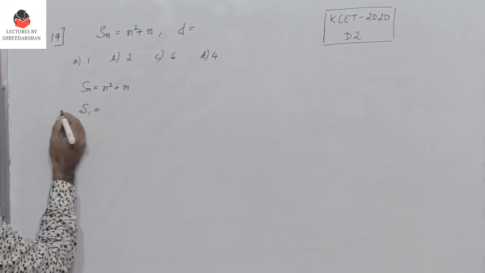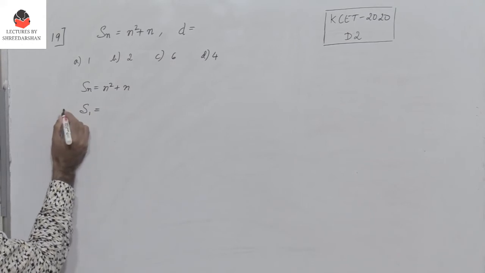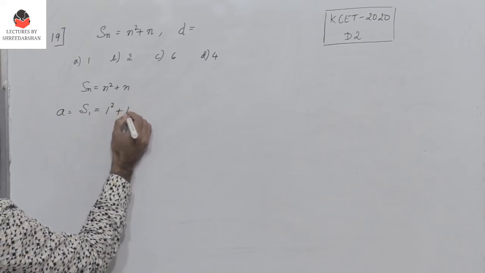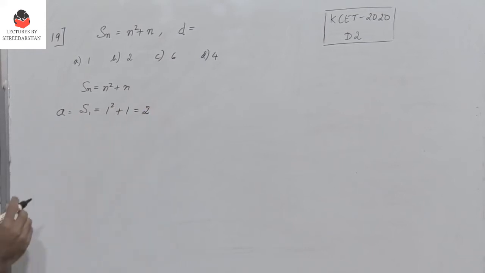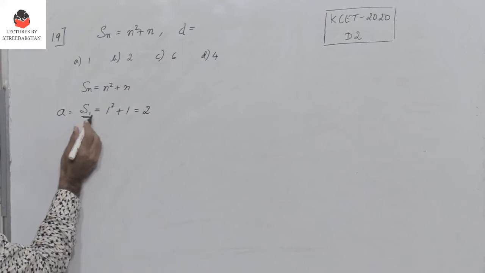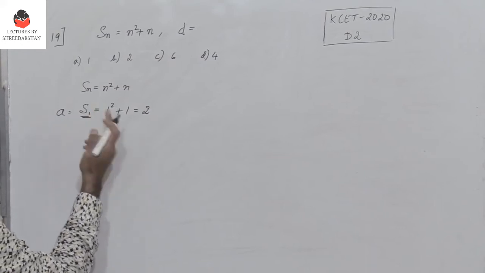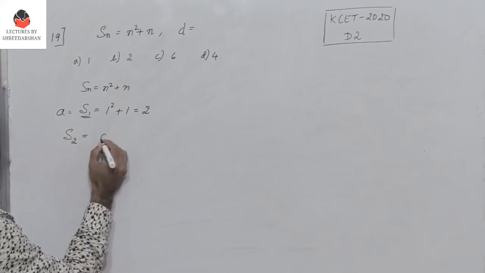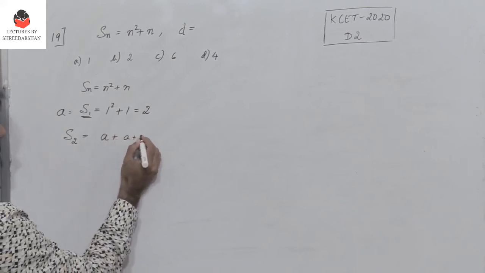The first term, let me call that a, is nothing but S1, which is 1 square plus 1, which is 2. Right? So this is the first term, which also happens to be the sum up to the first term. Now the sum up to the second term is nothing but a plus d, isn't it?